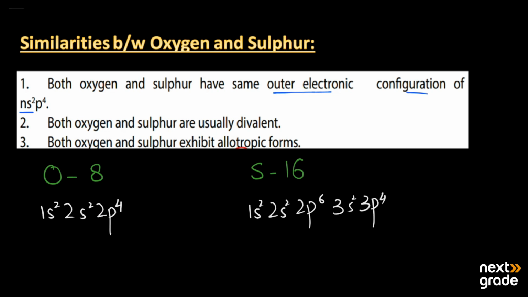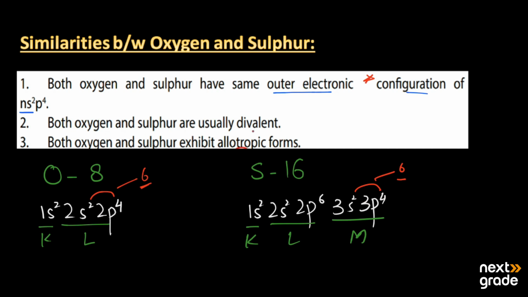3p4. Here this is the first shell K and the last shell L for oxygen, and for sulfur the first shell K, then L, and the third shell is M. In the valence shell L of oxygen, you can see it contains 2 plus 4, 6 electrons, and again sulfur contains 2 plus 4, 6 electrons in its valence shell. So both have the same electronic configuration for the valence shell.